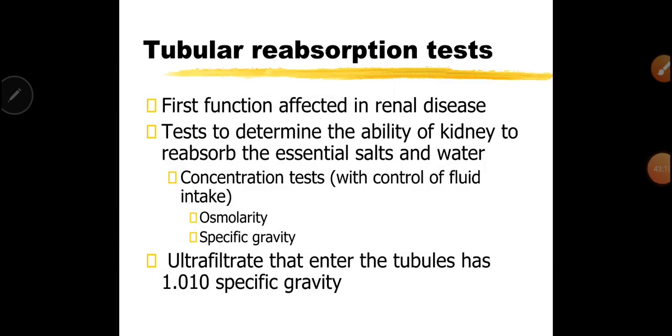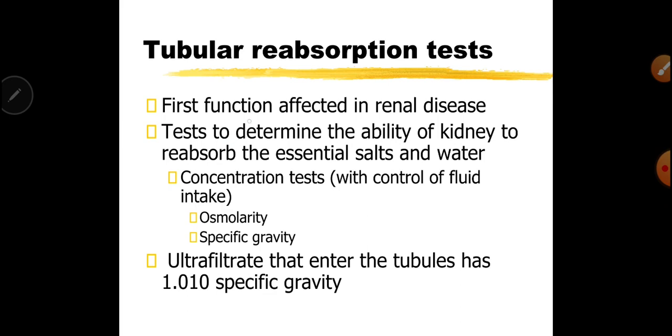Now we will talk about the tubular reabsorption test. After we finish the methods to evaluate the glomerular filtration using creatinine clearance, cystatin C, beta 2 microglobulin, and other formulas for creatinine, now we can talk about the tubular reabsorption test to evaluate the ability of the kidney to work normally for the tubular reabsorption. Let us have this review.